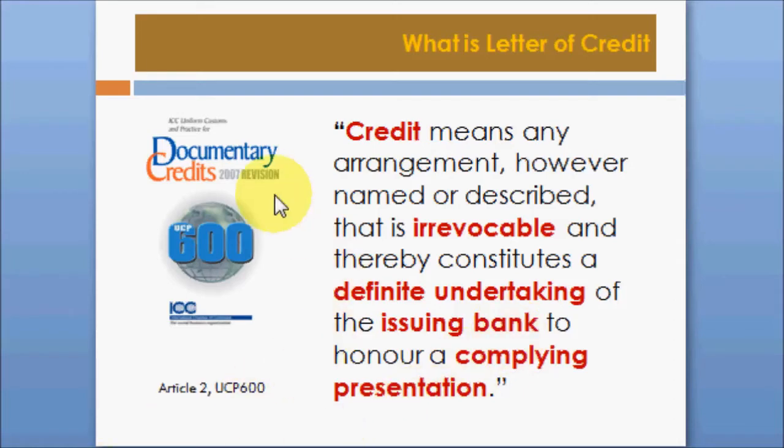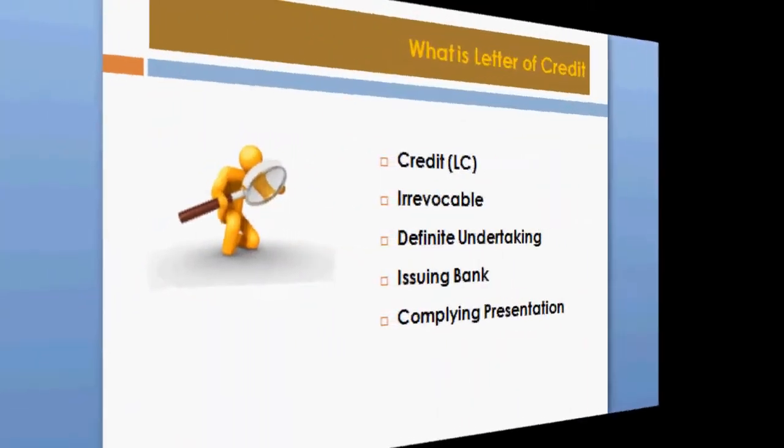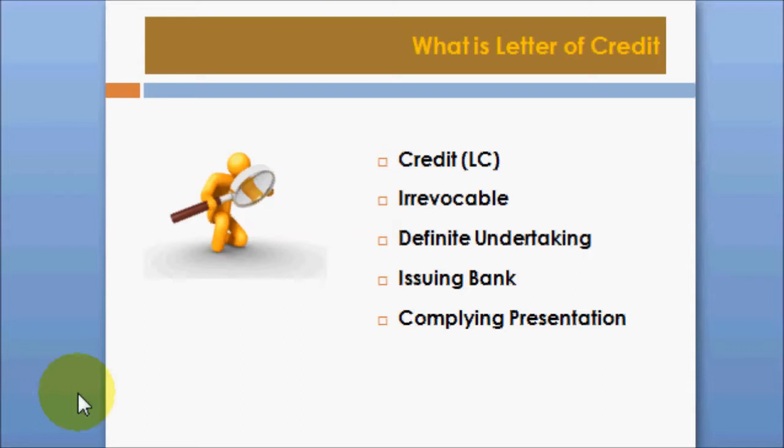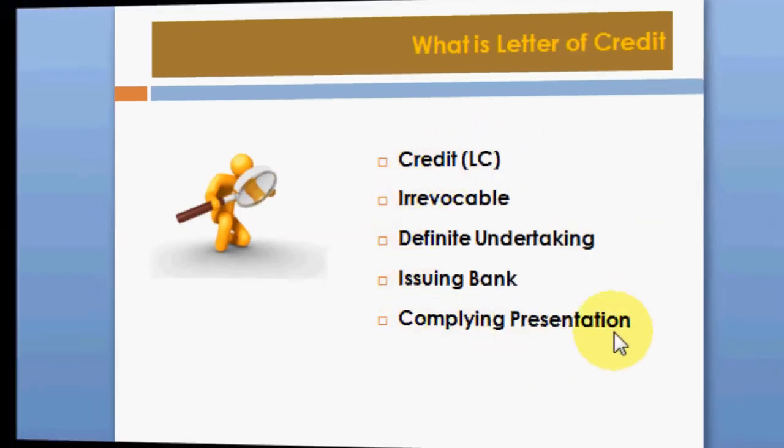For your info, UCP 600 is the latest revision. Previously, it was called UCP 500. Before that, it was UCP 400. By the way, it's not so important for you to remember. Now, before I go into detail, first, you must know the important keywords that describe the LC. From the definition provided under Article 2 of UCP 600, these are the important keywords that explain and encapsulate not only the meaning but also the important characteristics of the LC.